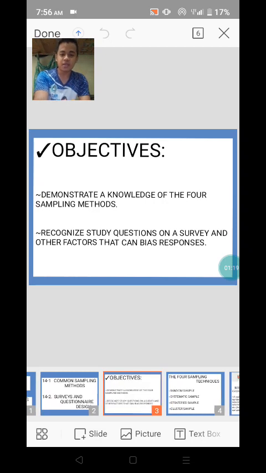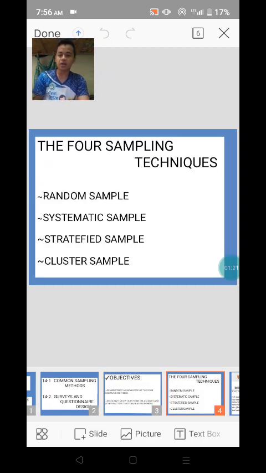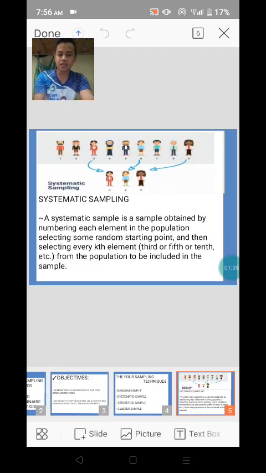And the four sampling techniques: first is the random sample, then the systematic sample, stratified sample, and cluster sample. Since the random sample is explained by Giselme Asuncion, I am continuing this topic with the systematic sample, stratified sample, and cluster sample. The systematic sample.